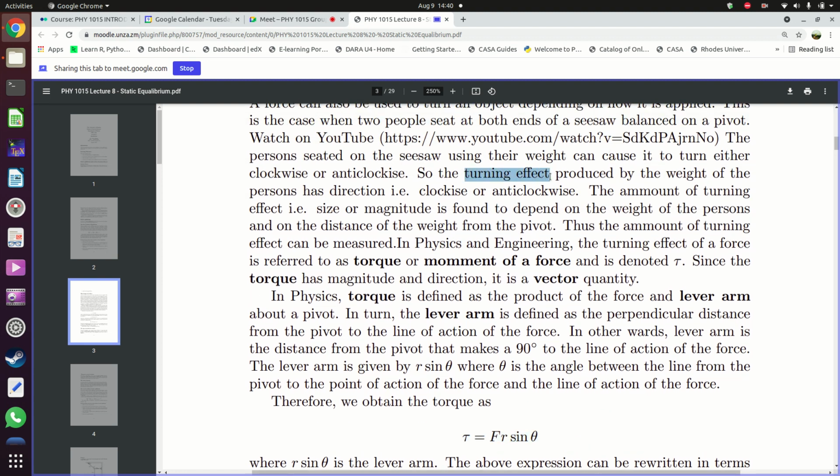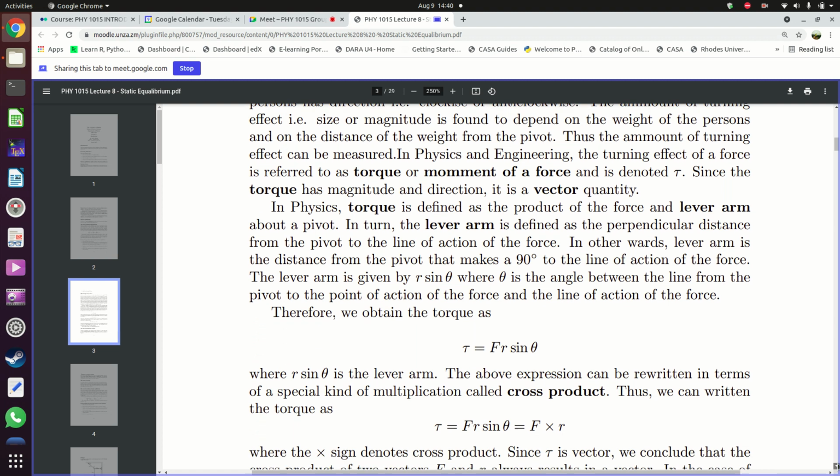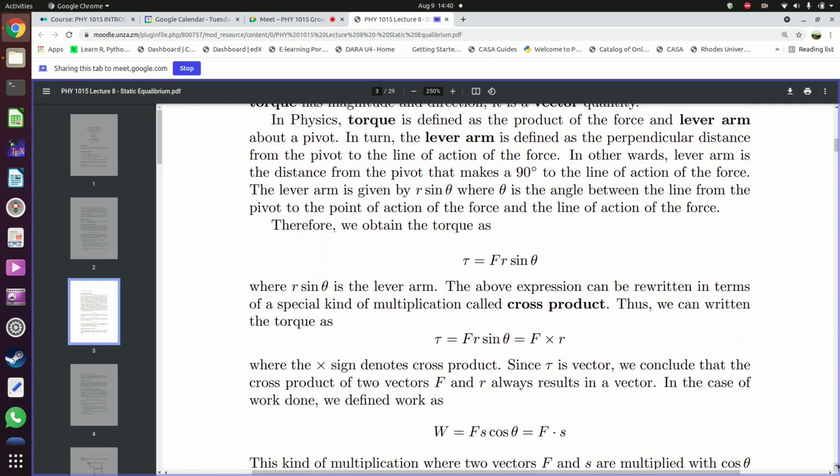The direction of the turning effect can either be clockwise or anti-clockwise, depending on how this particular force is acting. If you choose clockwise to be positive, and something turns clockwise, then it's positive, that's fine. Then it means anti-clockwise is going to be negative. If you choose anti-clockwise to be positive, then it means clockwise is going to be negative.